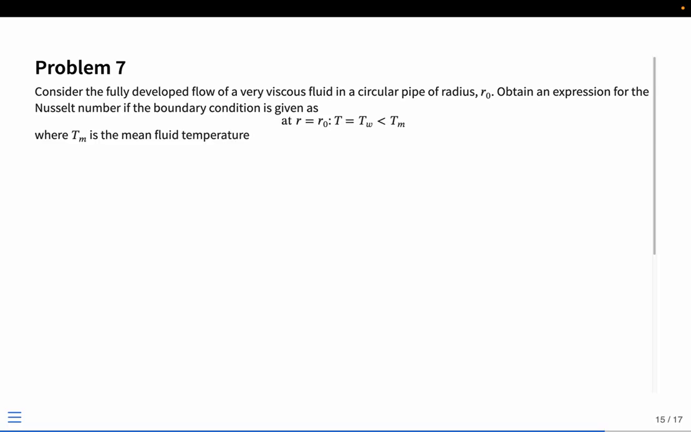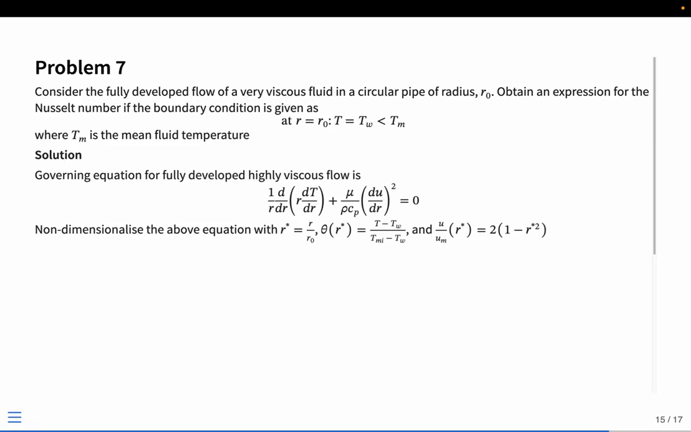We will have to wait a little longer for you to solve this problem. I'll wait for, say, 5 minutes. So maybe I'll give you the governing equation. This is the governing equation.